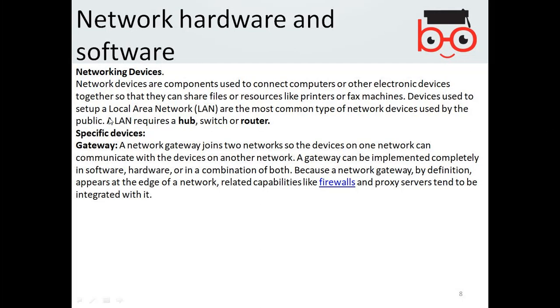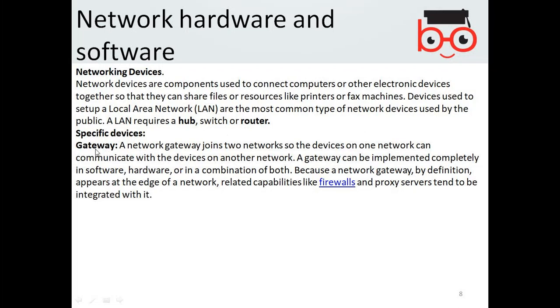Devices used to set up a local area network are the most common type of network devices used by the public. A LAN requires a hub, switch or a router. Now let us have a little bit more details about the devices.